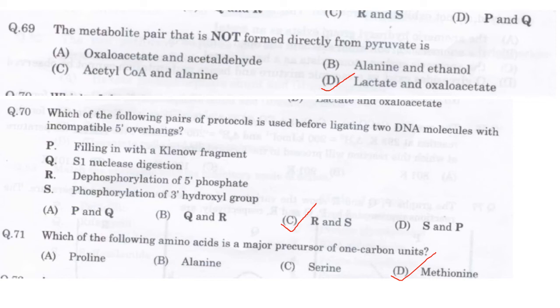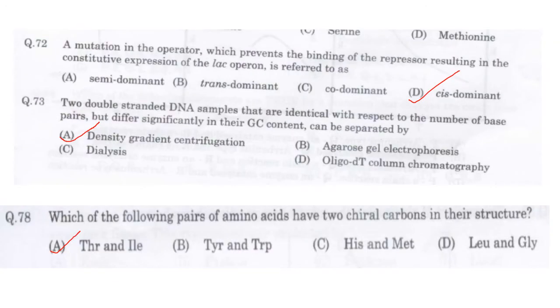Next one. Which of the following amino acids is a major precursor of 1 carbon units? Answer is methionine. Next one. A mutation in the operator which prevents the binding of the repressor, resulting in the constitutive expression of the lac operon, is referred to as semi-dominant, transdominant, codominant or cisdominant. It is a mutation in the operator gene, that is on the DNA region. So it is cisdominant.